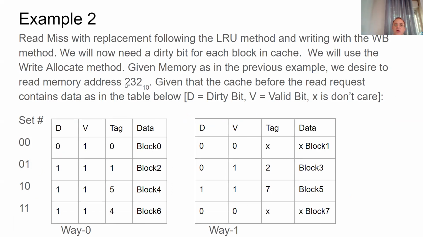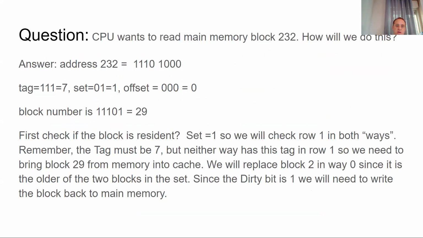We want to know, first of all, what block in memory is 232 in? Or what set is it in? We've got to divide it by 4 and see what the modulo is. Or we can just write the whole thing out in binary and see what it looks like. Here it is all written out in binary. So we know that 2 digits tell which set.